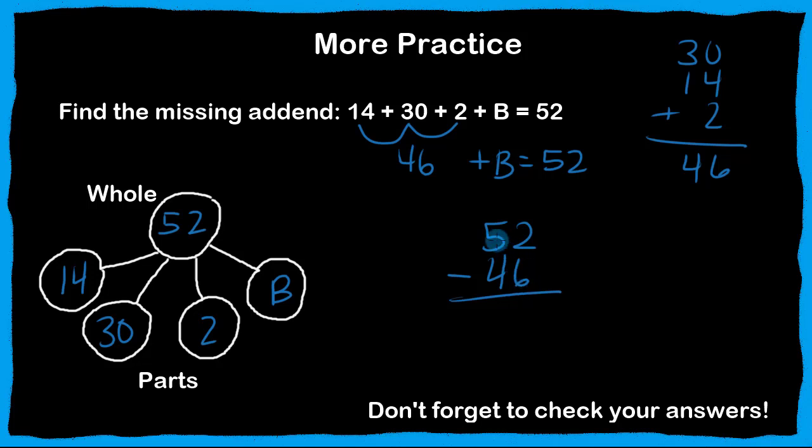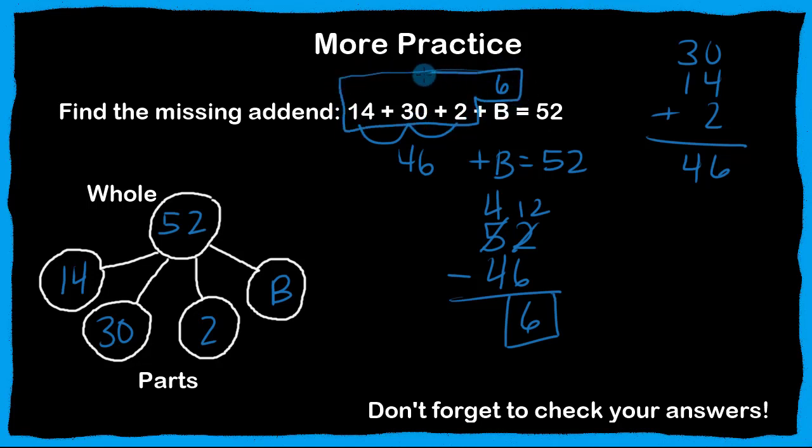All right, 2 minus 6, we can't do that, so let's exchange one of our 10s for 10 ones. So now we have 12 minus 6, which is 6. 4 minus 4 is 0, so the answer actually is just 6. Now to check our work, we're going to put the 6 back in for b. So if we add all these up, we should get 52, and we do. I won't show you that, but you can add those up, and if you get 52 when you add up all of these numbers right here, then you know that 6 is the correct answer for b. Okay, that's it for today.